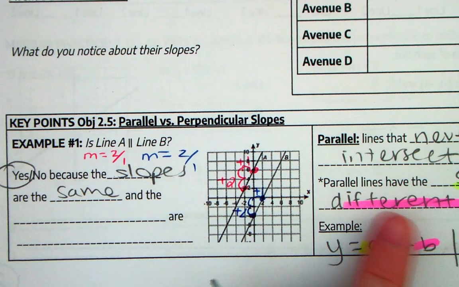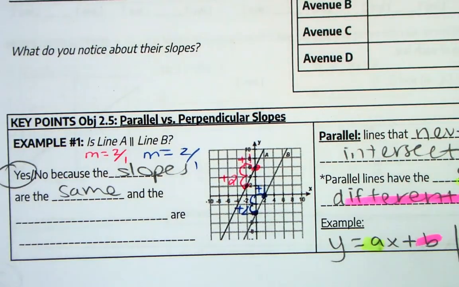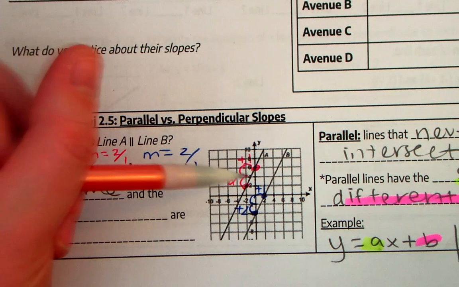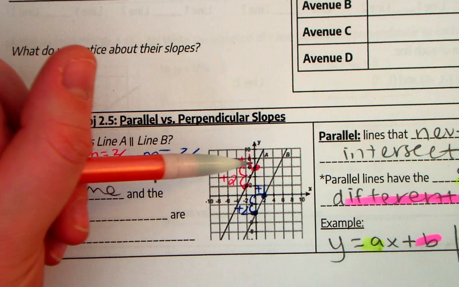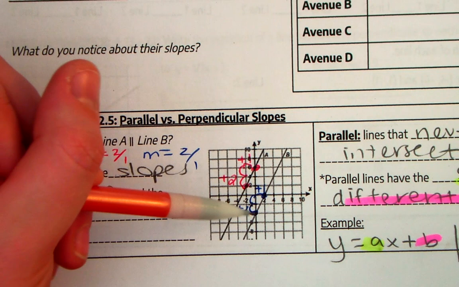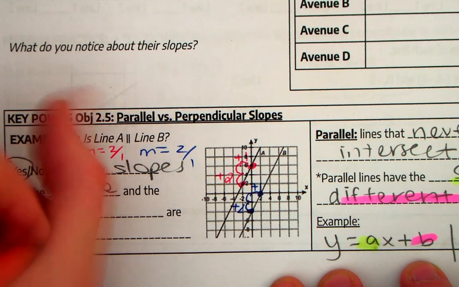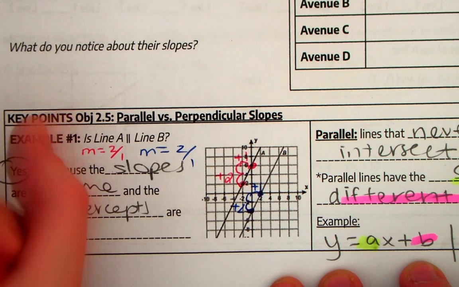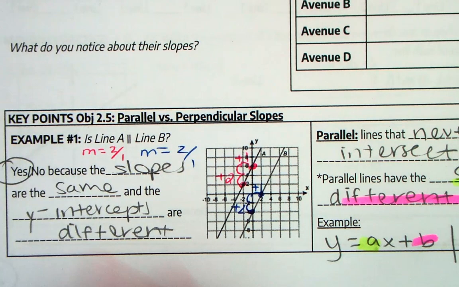And then let's make sure we talk about the y-intercepts. The y-intercepts, they're different, right? Yeah, we can tell because one line is higher than the other on the plane. This y-intercept is at 6. This one's at, what, -4, it looks like. So the y-intercepts are different. Cool. So we know these lines are parallel.